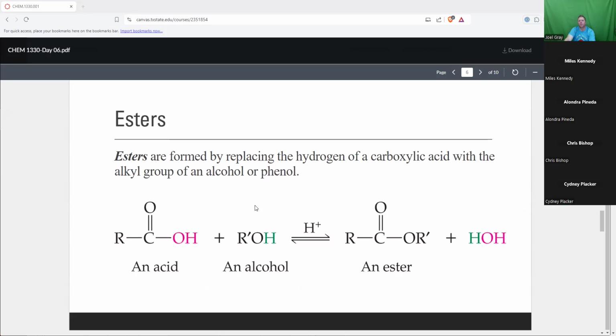Esters are formed by replacing the hydrogen of carboxylic acid with the alkyl group of an alcohol or a phenol. So with an ester, we're taking an alcohol and slapping it to the other side of that acid, and making an ester.